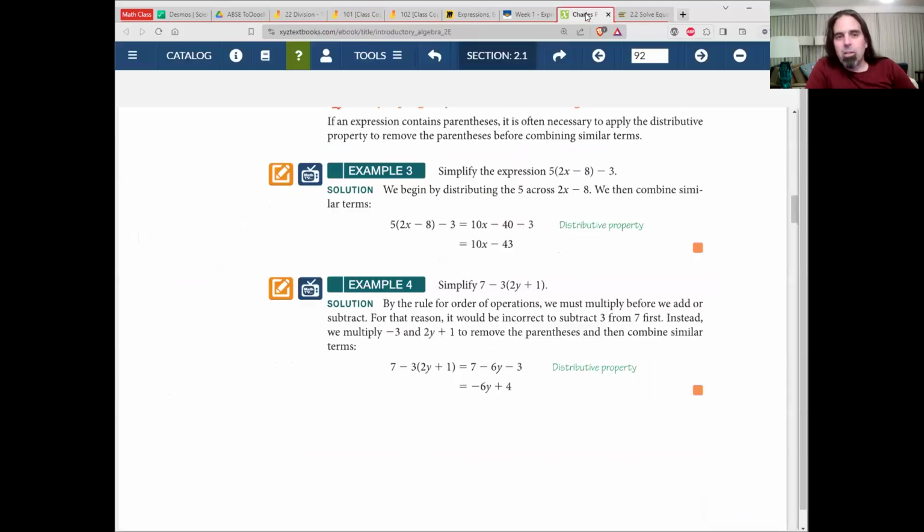Okay, let's make sure that you're happy with things. So we could do these kinds of things. We could take the -3 and multiply it first by 2y and then by 1. So -3 times 2y is -6y. -3 times 1 is just a -3. And then you have to put the 7 and the -3 together.